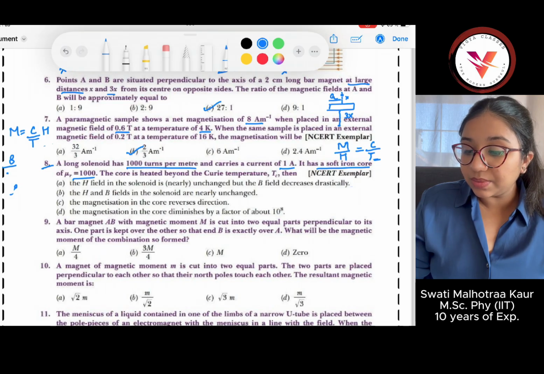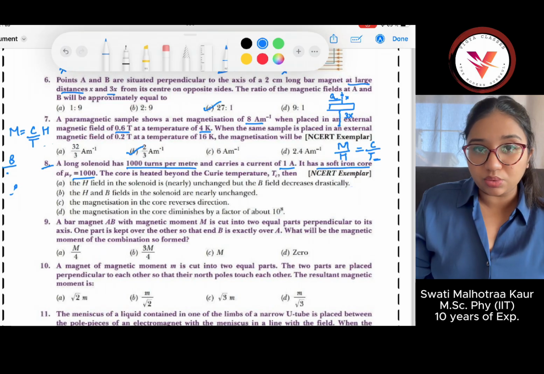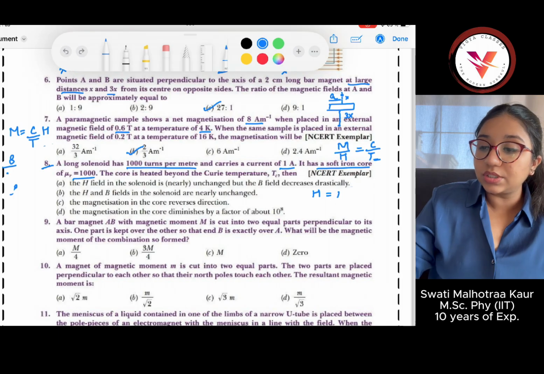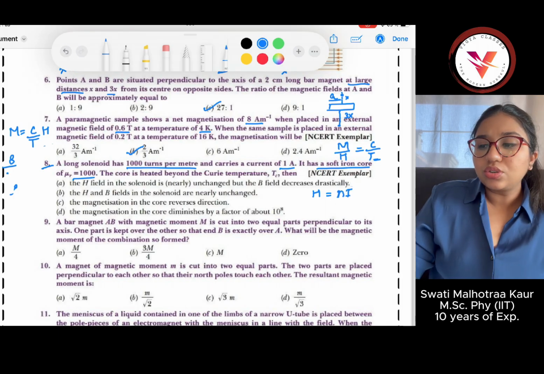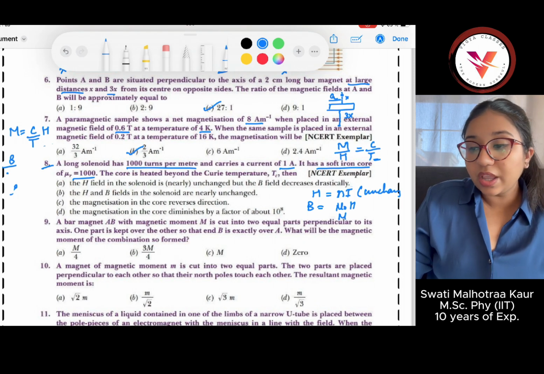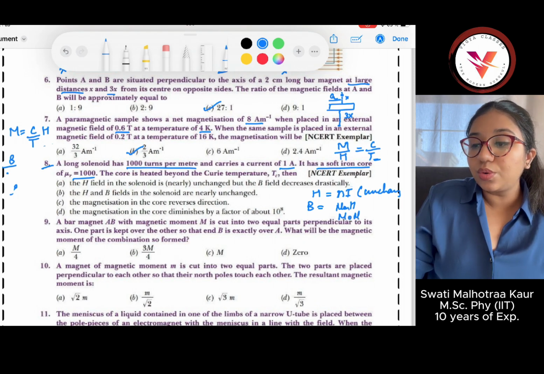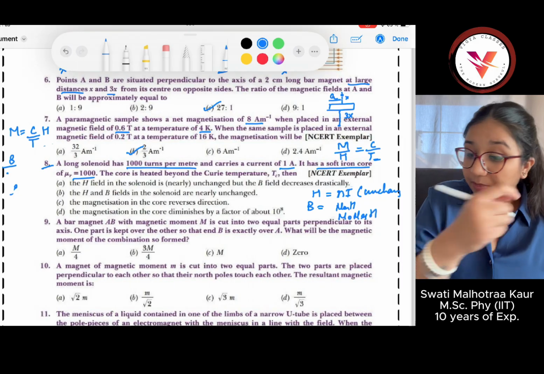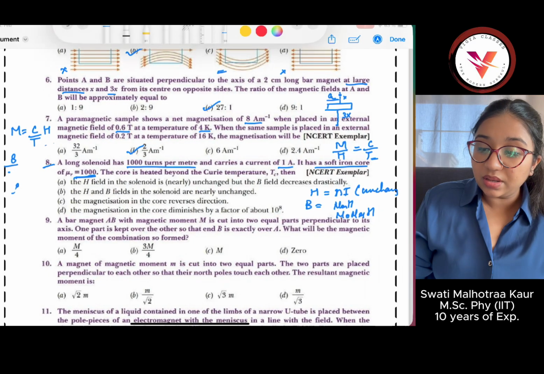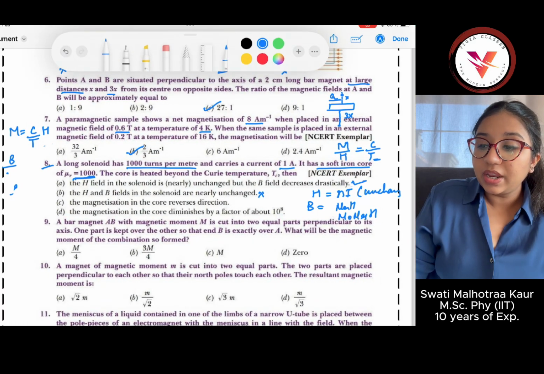Magnetization of the core reverses direction. Magnetization of the core diminishes by a factor of about 10 to the power 8. Now if I look at H, it is equal to N i, number of turns into I. So this remains unchanged, but your B is basically mu H. If you take mu, that is mu naught mu R times H, it depends on this mu R, so there will be some change in magnetic field. So B remaining nearly unchanged will not be appropriate, it will change.